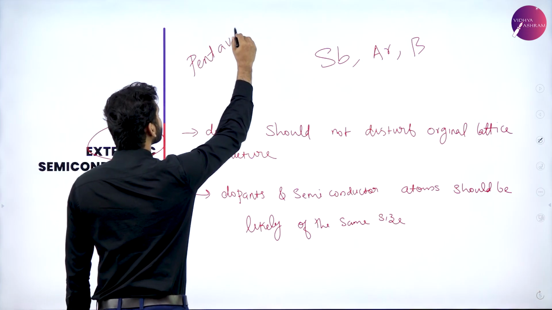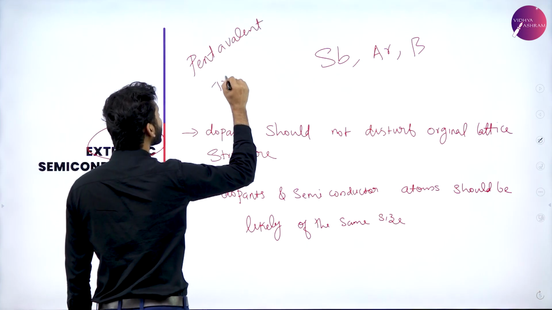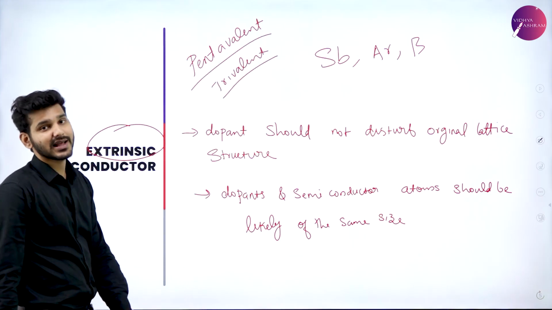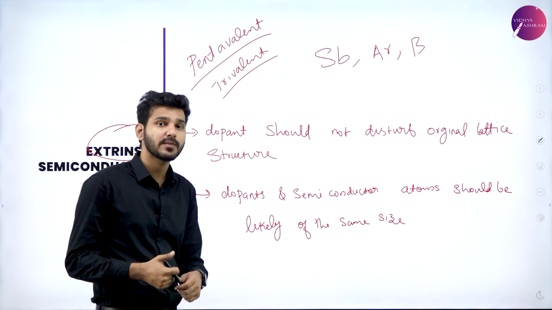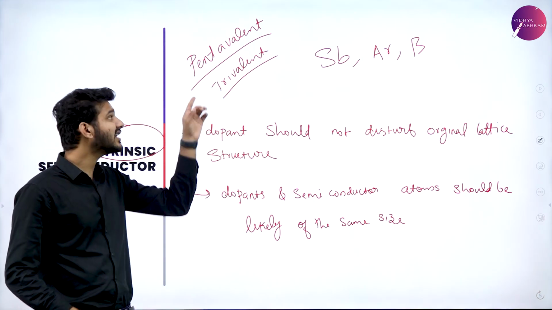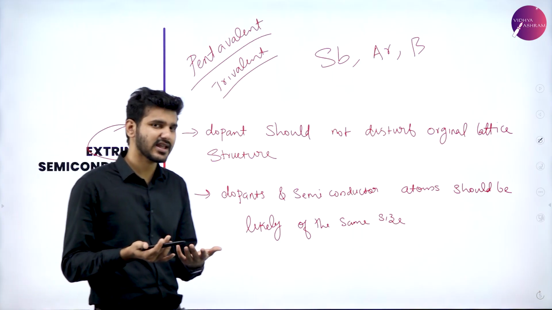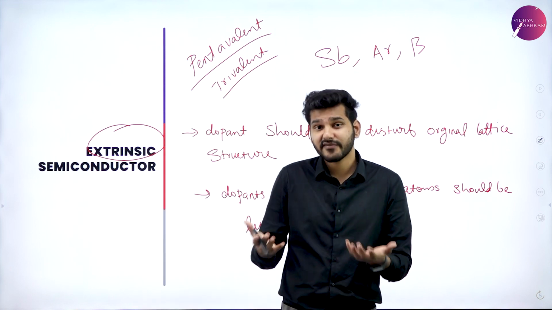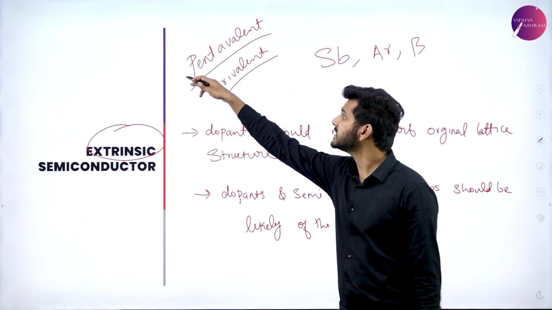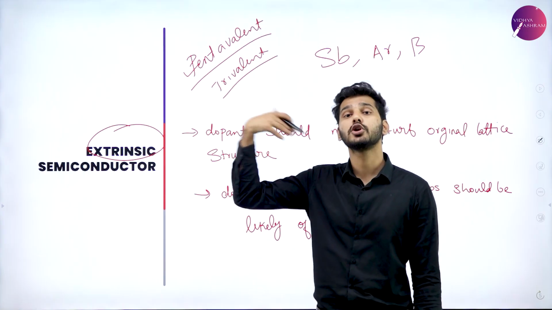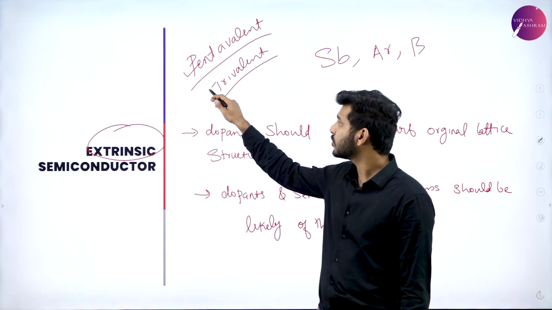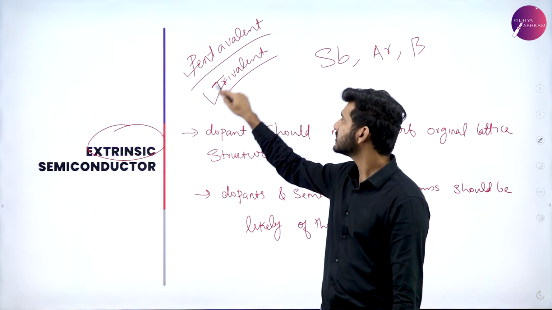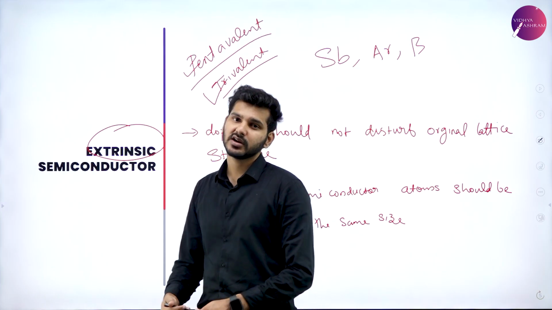we can simply say that we are adding pentavalent elements or trivalent elements, which means the valence electrons will be 5 in the fifth group and 3 in the third group. If you are adding an atom which has 5 electrons as its valency, we say that it is a pentavalent atom or pentavalent dopant. If it only has 3 electrons, if it is a third group element, we say that it is a trivalent dopant that we are adding.